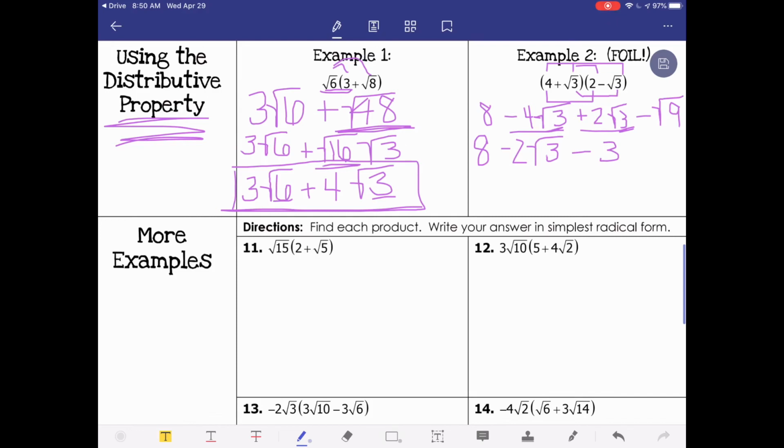And then I can go one step further because I have this 8 and negative 3 that I can combine. So 8 minus 3 gives me positive 5 minus 2 radical 3. And that is going to be your final answer.